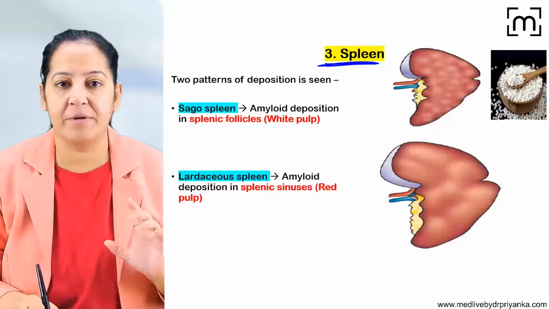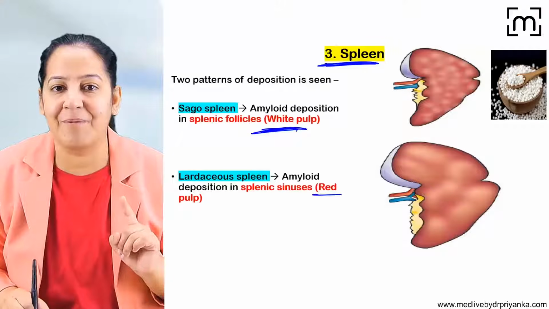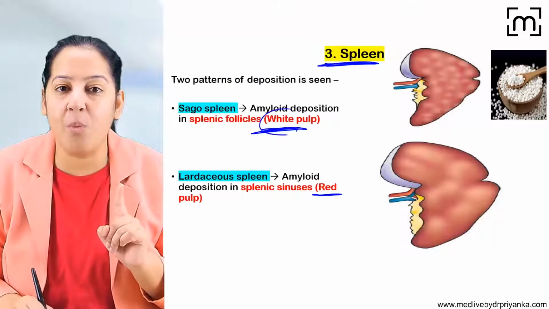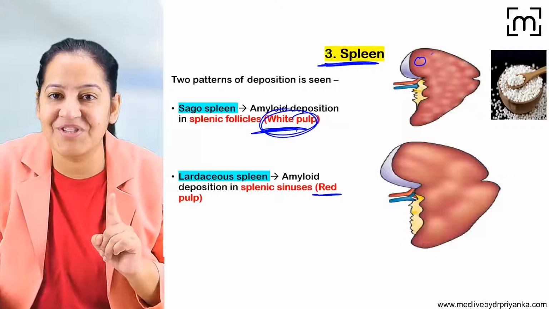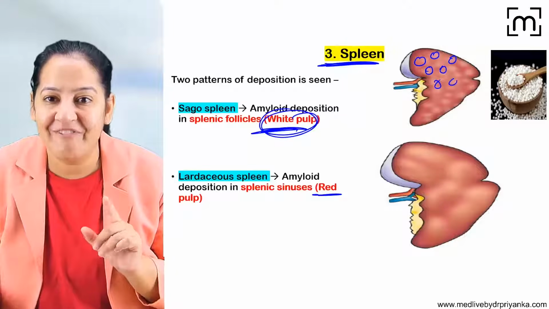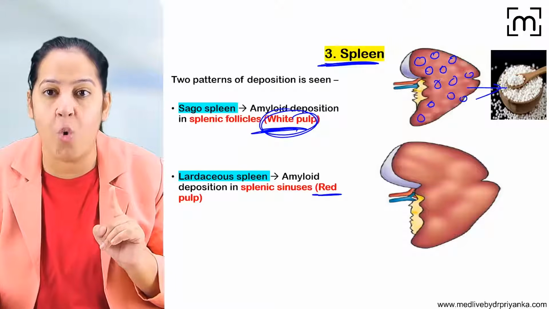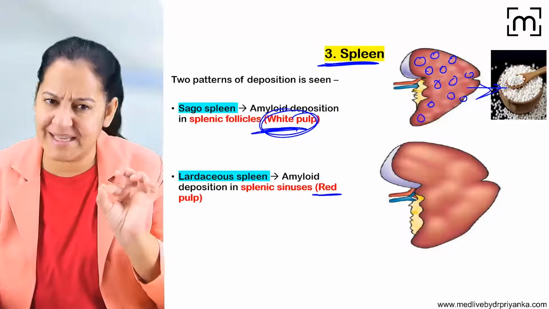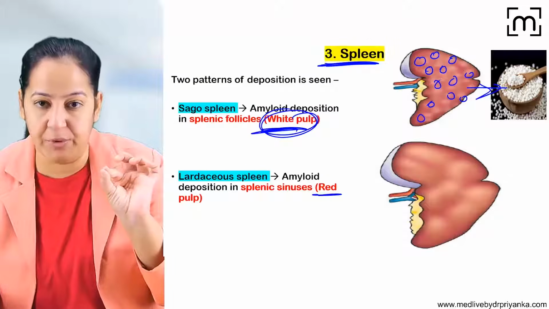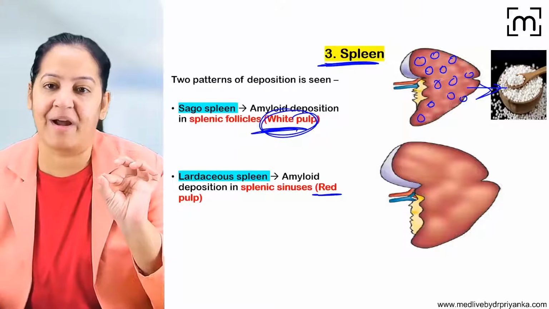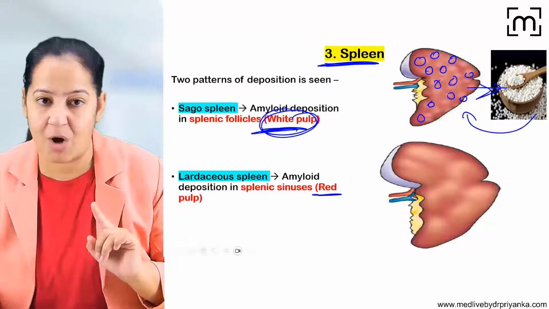Now, amyloid can deposit in the white pulp also, in the red pulp also. If the amyloid gets deposited in the white pulp, can you see this is the deposition? Appreciate. Amyloid gets deposited in the white pulp. It is looking like sago. Sago is sabudana, the grain having white nodules. So the spleen is looking like sabudana. It is known as sago spleen.